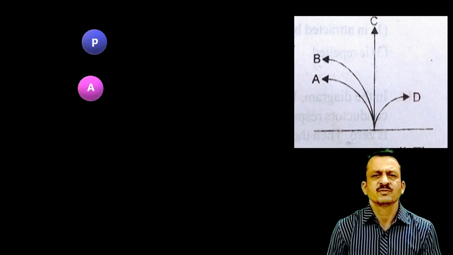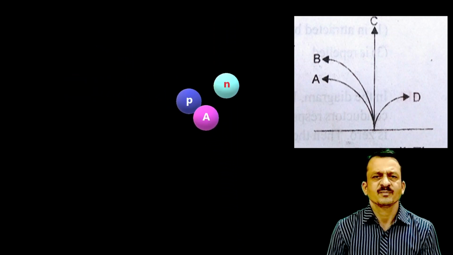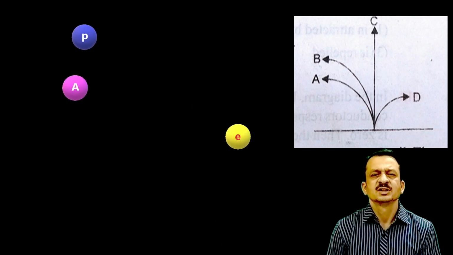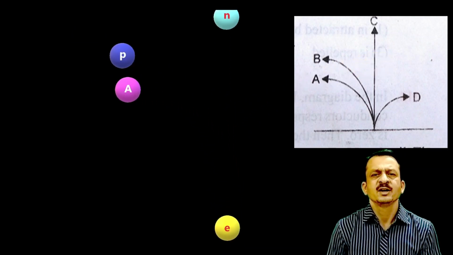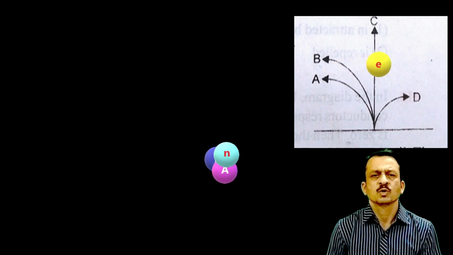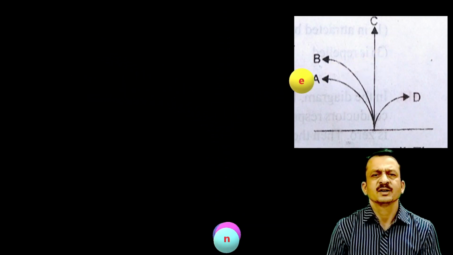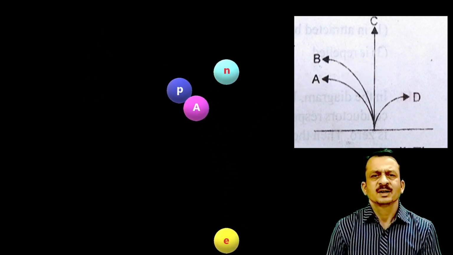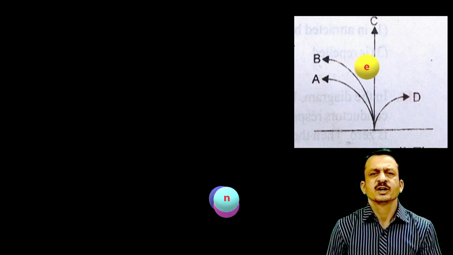Now the fourth particle left is the electron, which is negatively charged. Since the electron is negatively charged, it is going to be deflected in the opposite direction of the protons and the alpha particle. Now that yellow ball represents the electron, which is deflected towards the right.